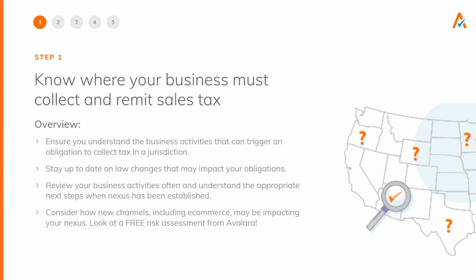Physical nexus is definitely the most obvious and easy to identify. This could be where you have employees, where your employees travel, such as sales reps going to other states, going to trade shows, where you store your inventory, where you have physical brick and mortar locations. Those are all forms of physical nexus. But now you also need to consider where you're selling to outside of your current home states.